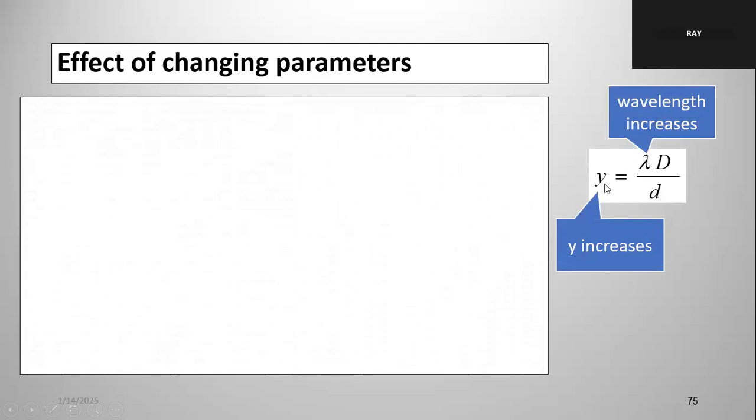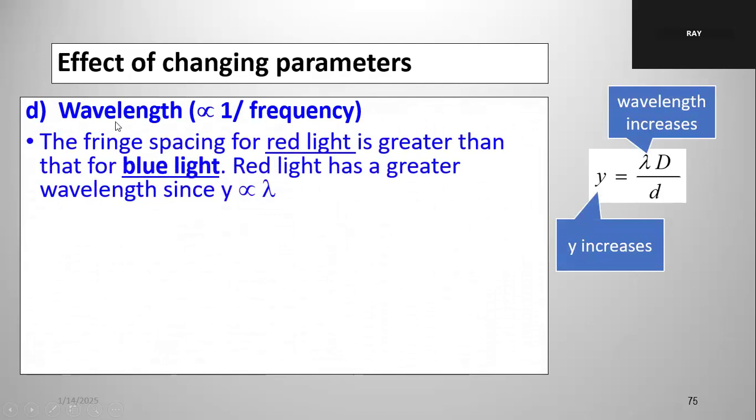Increasing lambda, increase y. Right? Remember your wavelength is inversely proportional to frequency. So the fringe spacing for red light is greater than for blue light. Red light has a greater wavelength since y is proportional to lambda. Right? This you must know. Red light has a greater wavelength than blue light. Brightness of band is constant. That's all you need to know.